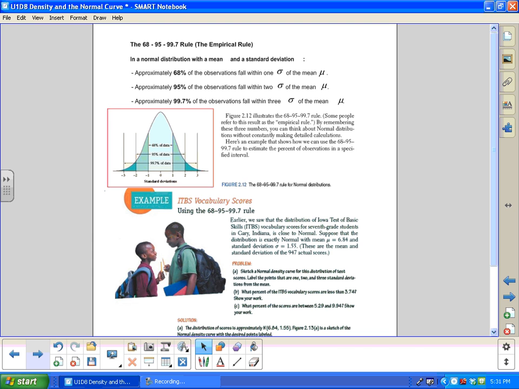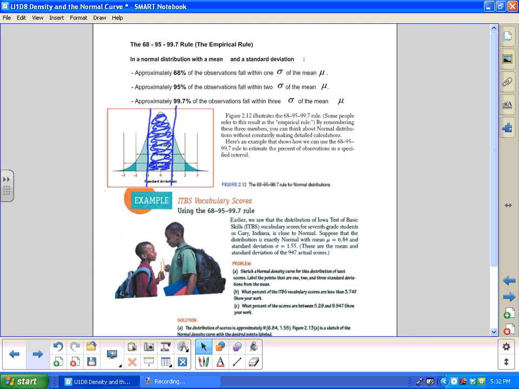So we have this rule. We know this only works for the normal distribution. It doesn't work for any other shape of distribution. But we have this rule that says in a normal distribution, approximately 68% of my data will fall within 1 standard deviation of the mean. So this right here should be 68% of the total area under that curve, right? Total area is 100%. That blue right there marks 68.